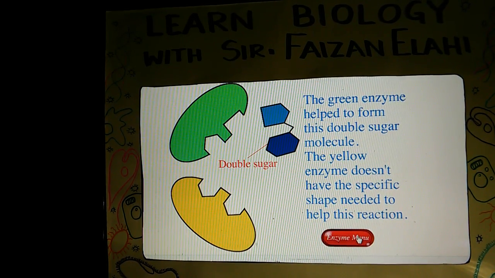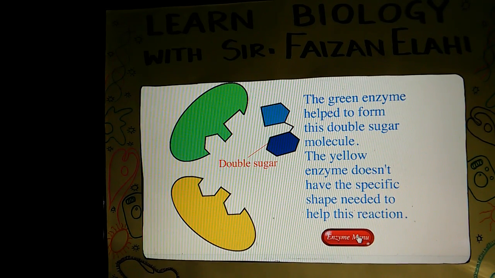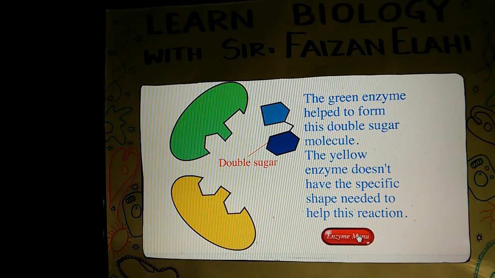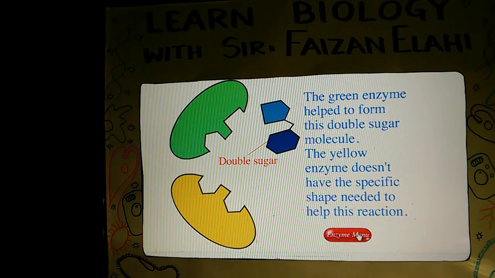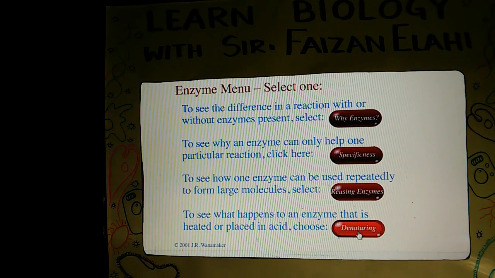So in this way, the green enzyme helped to form this double sugar molecule. The yellow enzyme doesn't have the specific shape needed for this reaction.